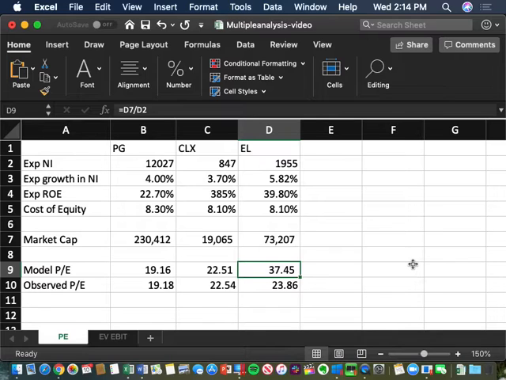In the opposite, Estee Lauder's multiple would be a whole lot higher because they're growing at almost 6% a year. But the problem is, it's being tempered by the fact that they have a much higher risk associated with those cash flows. And so it's not as high as you otherwise would expect it to be. All right, continuing on, tab 2.